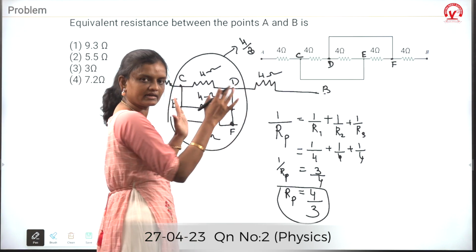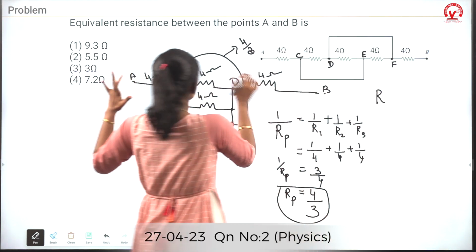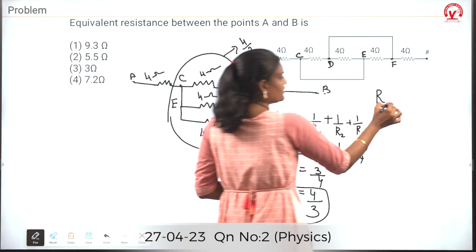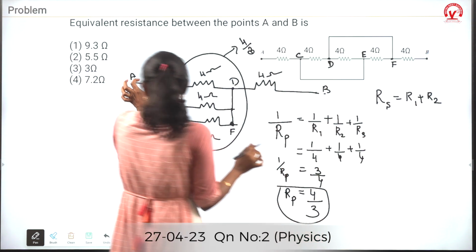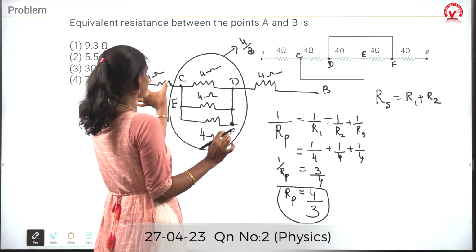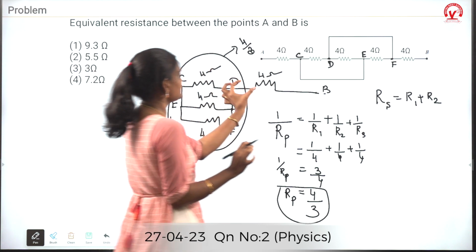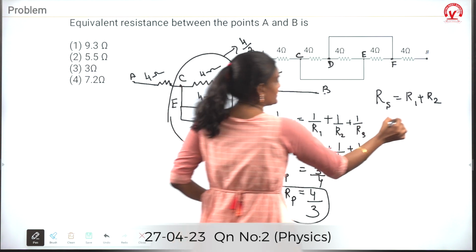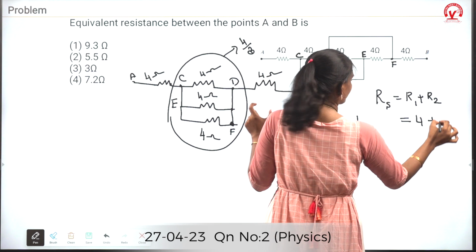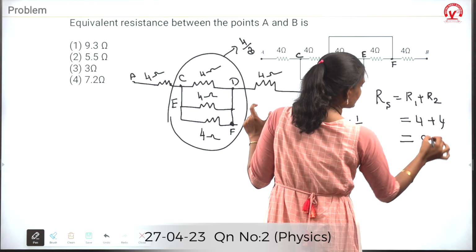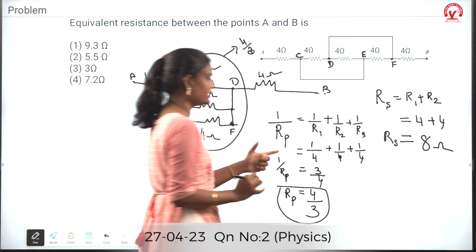When the resistances are connected in series, we write the formula as R1 plus R2. Now this resistance as well as this resistance are in series. I am considering this resistance as R1 and this resistance as R2. So here we have 4 ohm plus 4 ohm, so from this series resistance we get 8 ohm. Rs, the series resistance, is 8 ohm.